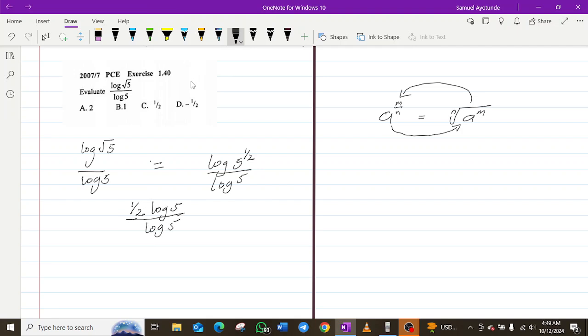So from here, log 5, we take out log 5. Therefore, the answer is 1 over 2.